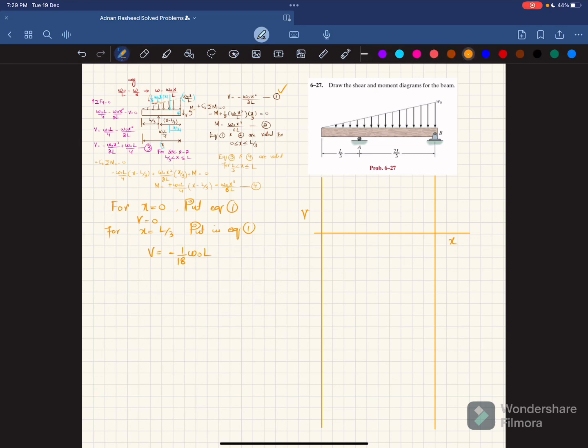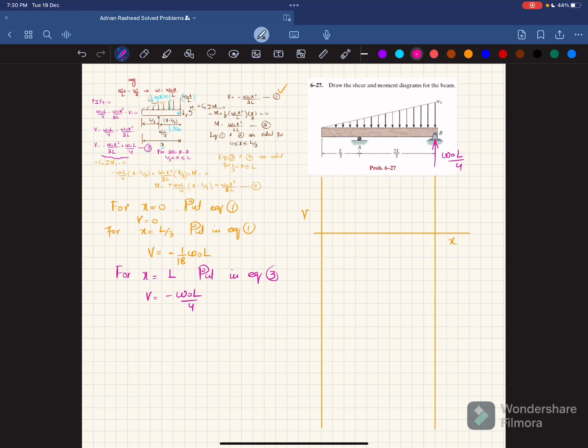Now for x equal to L, put the value in equation number 3. So this is your equation number 3. When you put x equal to L in that, you will get V equal to minus W naught L over 4. Now you can see that at the end you will have RB, which is equal to W naught L over 4. It means that this will bring it to 0.